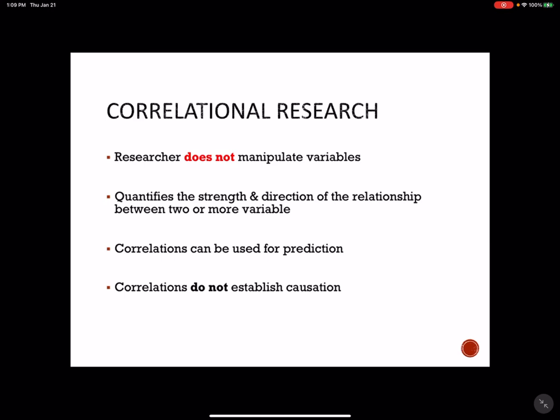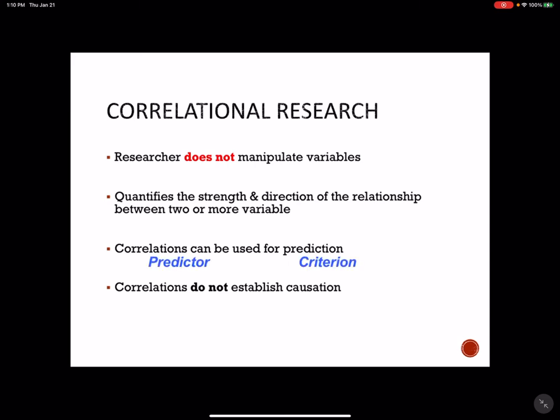Correlational research quantifies the strength and direction of the relationship between two or more variables. So what that means is correlational research tells us if two things are related. And when we talk about statistics, we're going to talk a lot more about these relationships. But all you need to know now is they tell us that these two things are related in the real world. Flossing is related to heart disease. Now, correlations can be used for prediction.